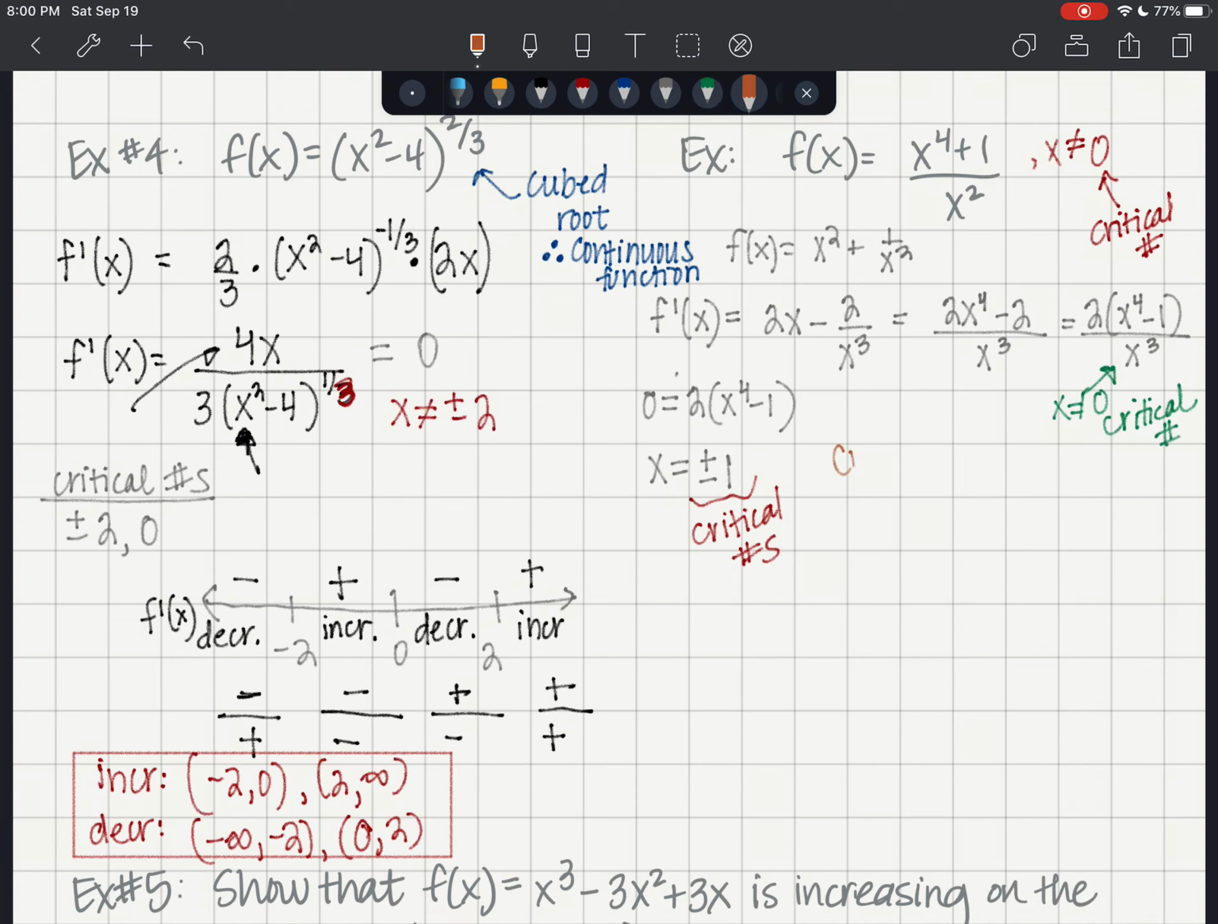So our 3 critical numbers are -1, 0, and +1. So we're going to make a number line, and we're going to test our intervals into the first derivative. Do not forget that we're testing our intervals into the first derivative. So I'm going to use this simple one right here. I'm going to use this to test our intervals.